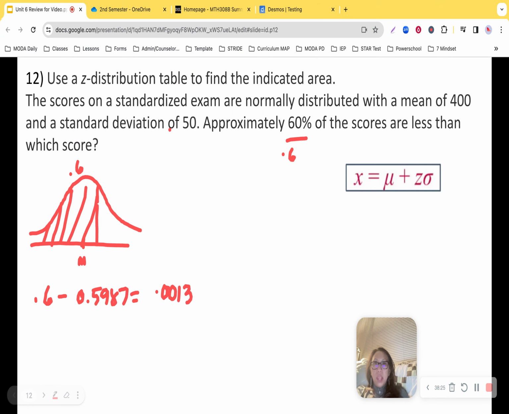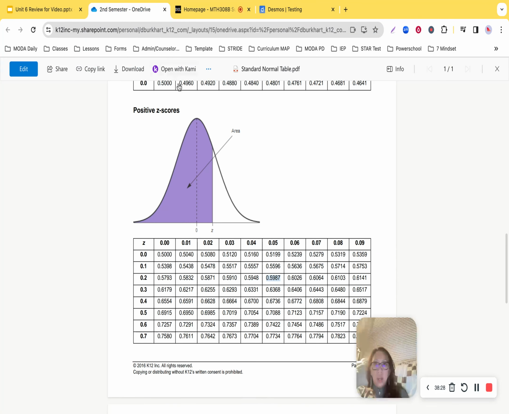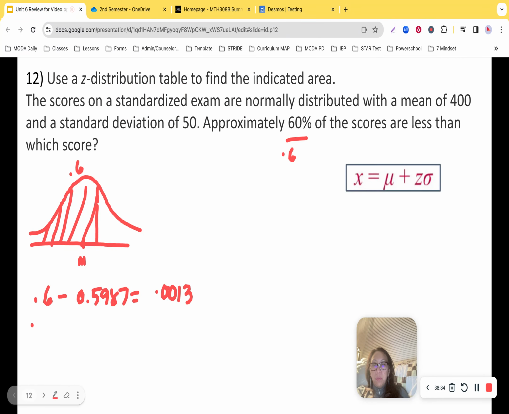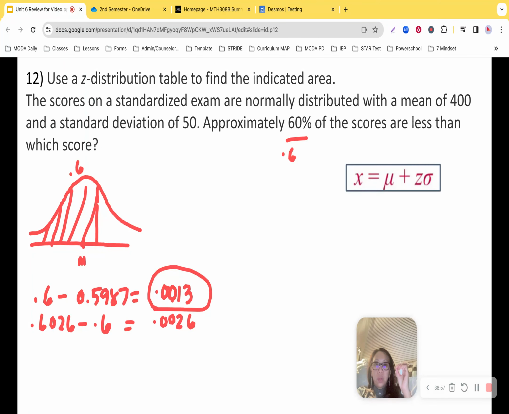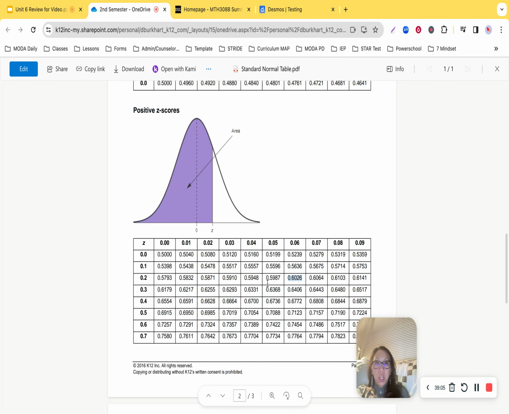Then we have the other one close to 0.6, this one right here, 0.6026. 0.6026 minus 0.6 gives you 0.0026. Now if you look here, the closest to 0.6 is the first one, because we have the slightest difference. There's only 0.0013 difference. So we are going to use this area right here to find the z-score.